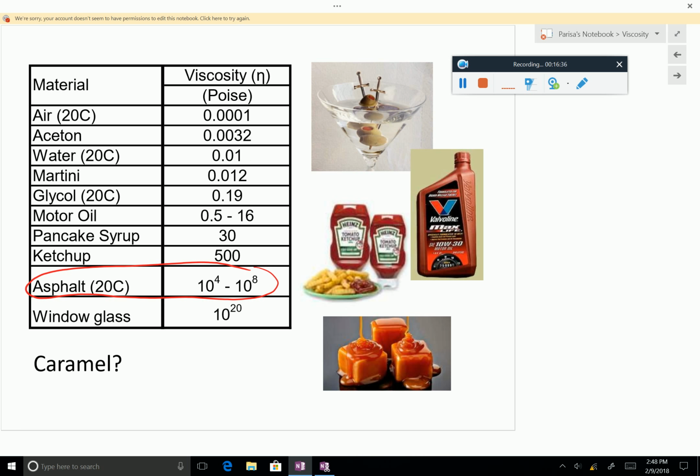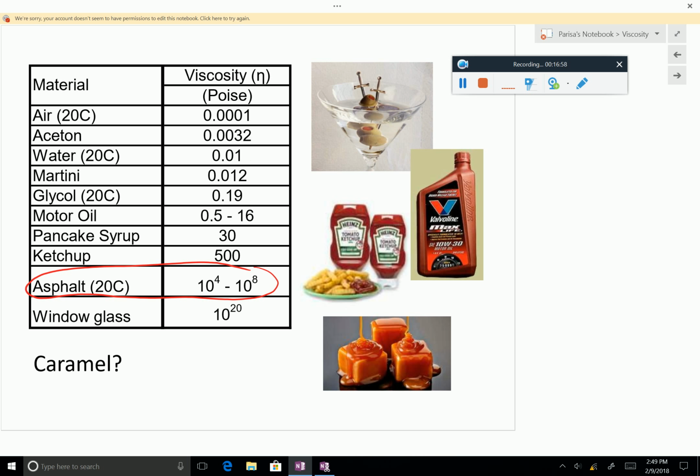So my question is, where do you think caramel falls? What do you think, how much would be the viscosity of caramel? Throw a number. 1,000. 1,000 is a good number. Any other ideas? Wow. 3,000. 3,000?